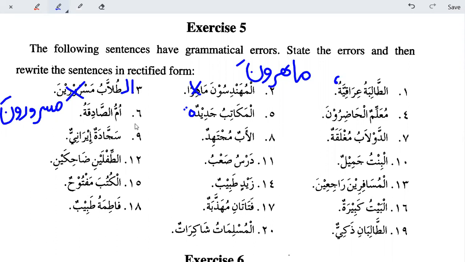Ummu. Alif Lam. Al-Ummu. So you would add Alif Lam to the first, and we don't need Al in the second. Yes, and you will remove Alif Lam from the khabar. Then, Al-Bintu Jamilatun. Number seven.